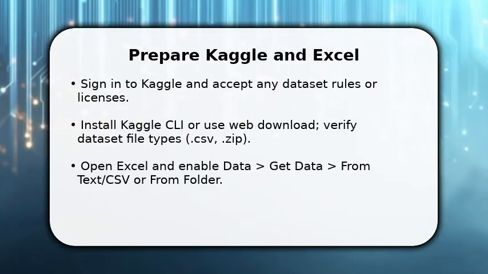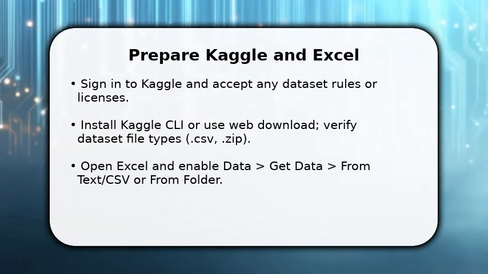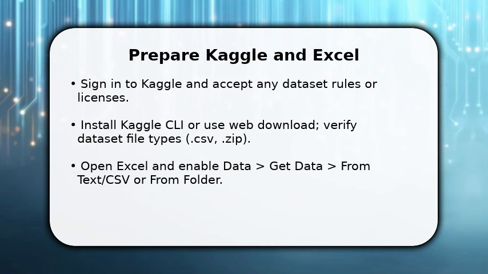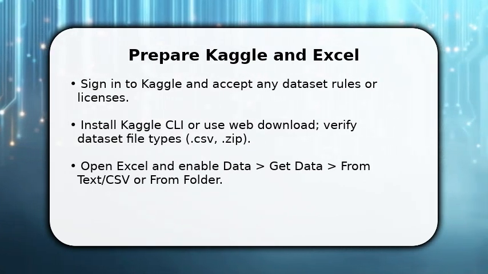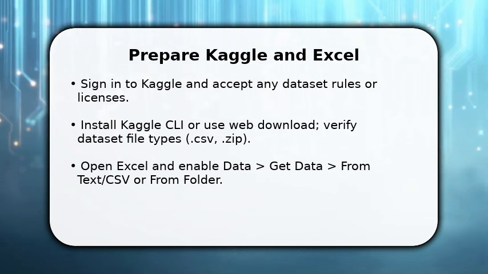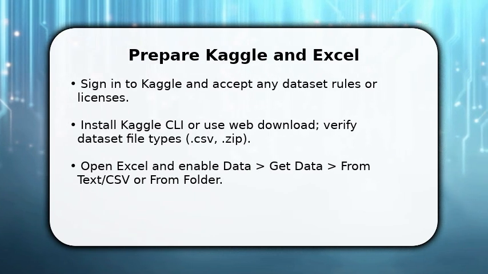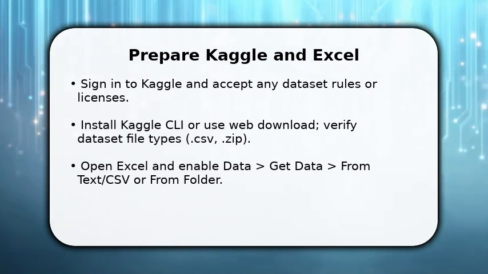You start by preparing both ends, your Kaggle dataset and Excel. Sign into Kaggle and accept dataset rules, then choose the CSV or ZIP you need. This matters because Excel reads CSV directly but needs extraction for ZIP. Once done, install the Kaggle CLI if you prefer command line, or just download from the web.